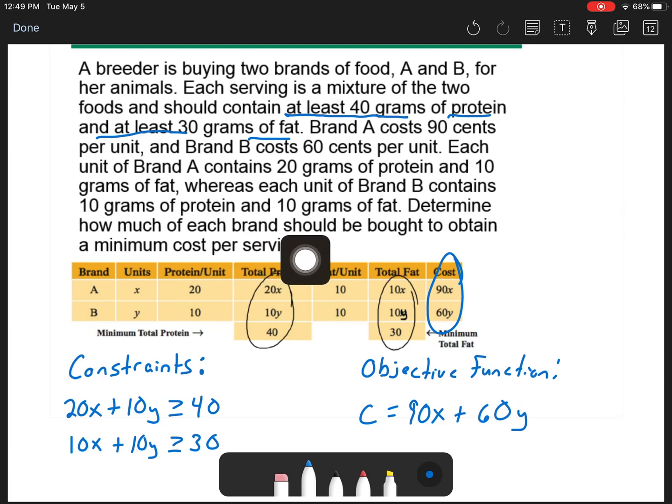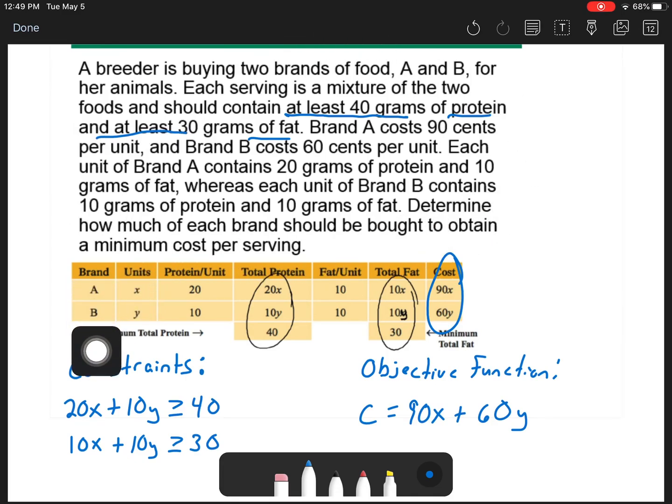Determine how much of each brand should be bought to obtain a minimum cost per serving. So there's a lot of information in this paragraph, and typically you're not going to have to answer a question just based on a paragraph. The information is going to be organized a little better for you. And so the table is set up here to organize all this stuff up here.